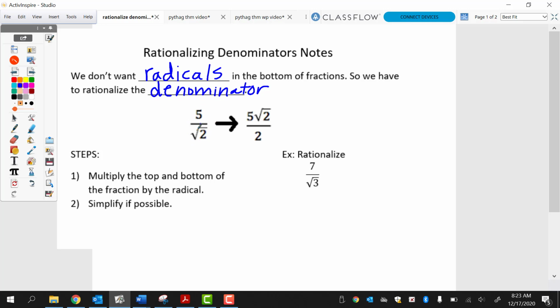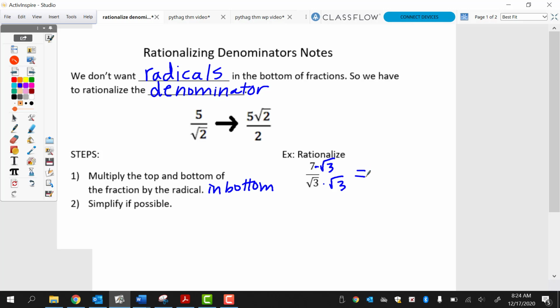So it's going to go from a fraction with a square root in the bottom, and it's going to turn into a fraction that just has a regular number on the bottom, no square roots. So how are we going to do that? Well, we're going to multiply the top and bottom of the fraction by the radical, the one that's in the bottom. So if this is my fraction, I have the square root on the bottom, and I want to get rid of it. So I'm going to do times square root of 3 on the bottom and on the top.